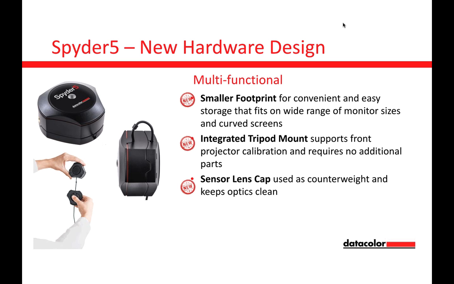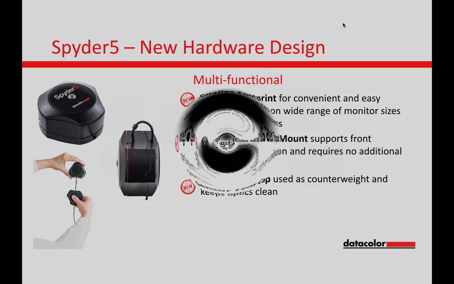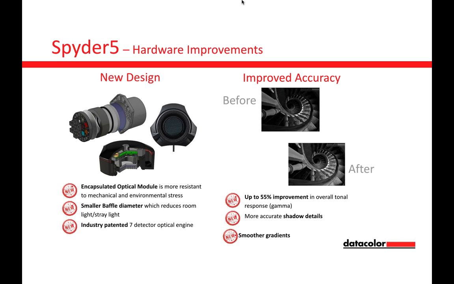So the whole target of the Spyder5 is to give us this capability to work mobile. We've rebuilt the device, so now we've got a range of optics in there, encapsulated in a robust setup, so it's more knock resistant, and you can just chuck it into your bag. That's where that lens cap comes in as well. It also acts as a counterbalance when we're actually calibrating with that.